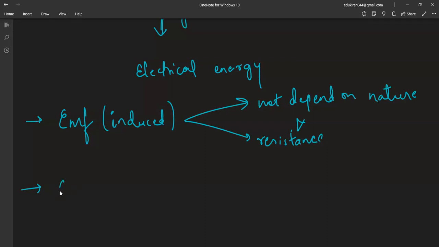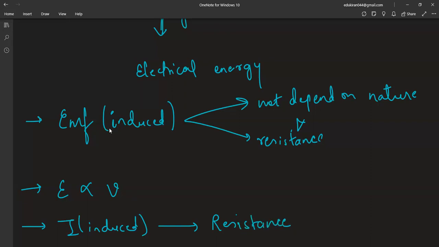And one very important point which can be helpful for your numericals is that EMF is directly proportional to the relative speed of the coil magnet system. All right. Current depends upon resistance. This is independent, but when we talk about induced current, this depends upon the resistance. But induced EMF does not depend upon the resistance.